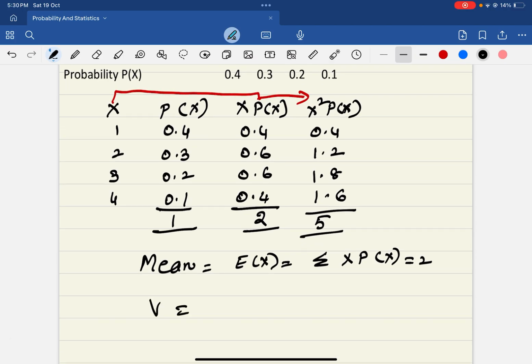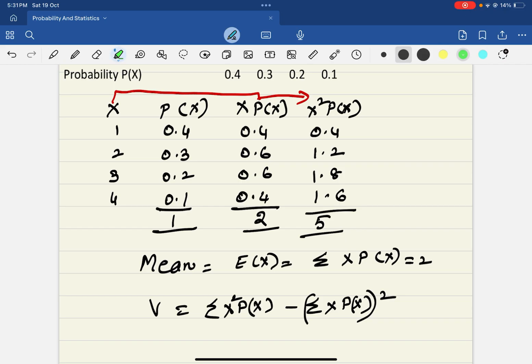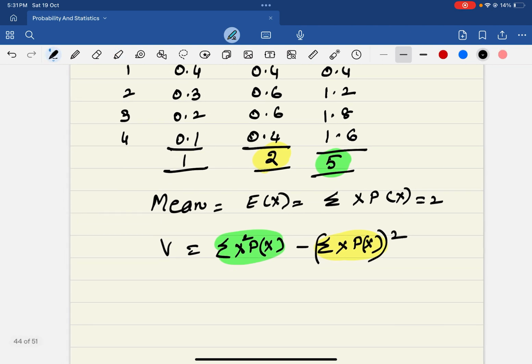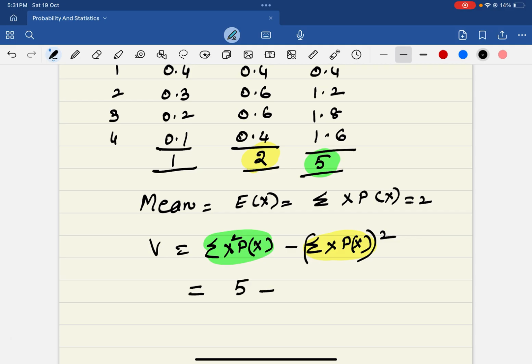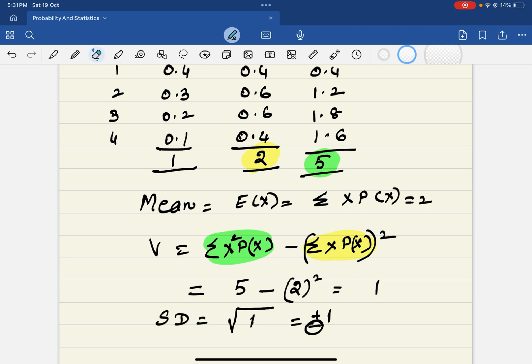And what is the variance? The variance is the expected sigma x square times p of x minus sigma x times p of x the whole square. As I have explained very clearly, sigma x square p of x means this one, and sigma x p of x means this one. Please understand, don't make any mistakes in this. So sigma x square p of x is 5 and this is 2 square, that is equal to 1. So when the variance is this, what is the standard deviation? I'm sorry, it is 5 minus 4 is 1. The standard deviation is the square root of the variance, which is equal to 1. Remember, it is actually plus or minus 1, but we don't take the minus 1, correct? Only the positive square root, and hence it is plus 1. I hope you could understand that.